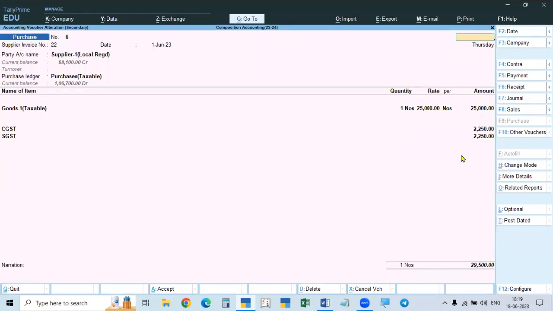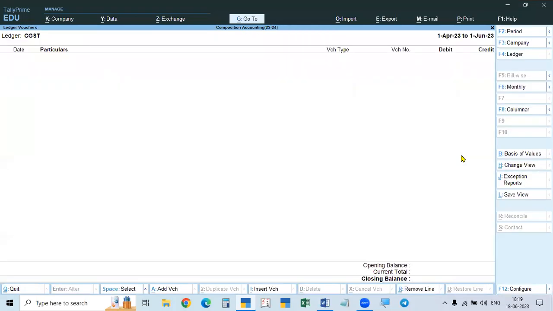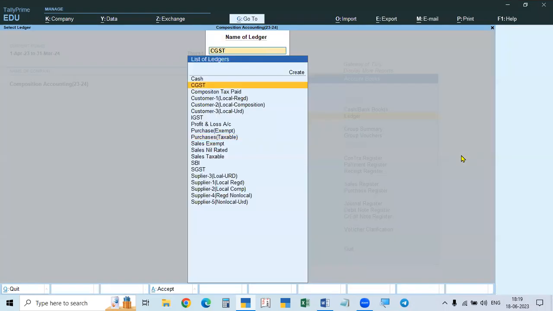Total amount is 29,500, and it is not added to the CGST local. It is not added to the CGST. So in the tax account, it is not collected. So even if we say yes or no, that will be added to the purchase because it is a composition accounting. It will be added to the purchases.